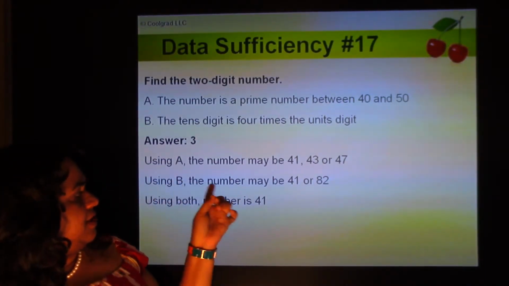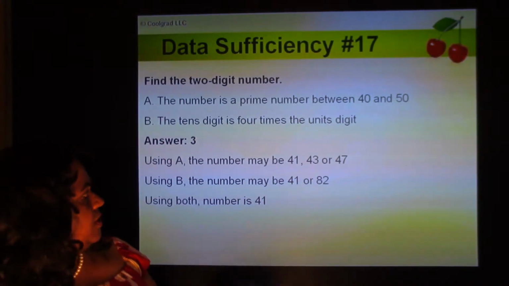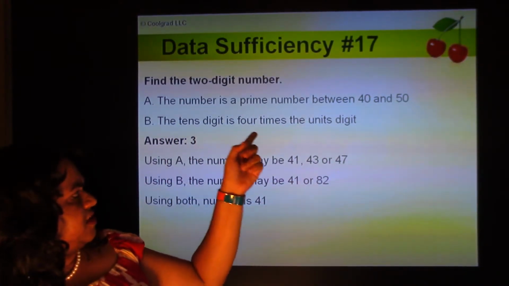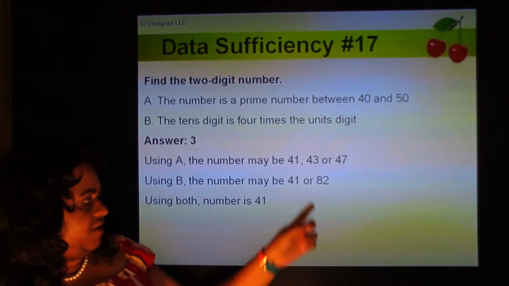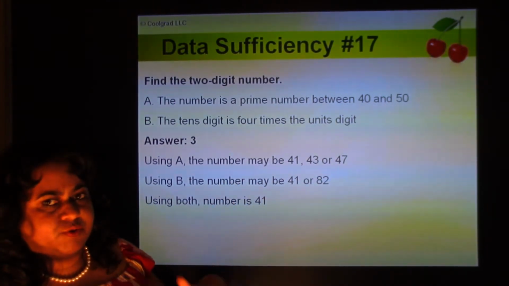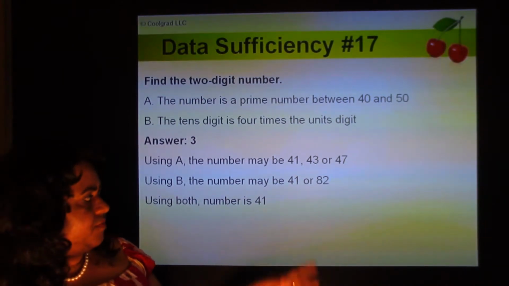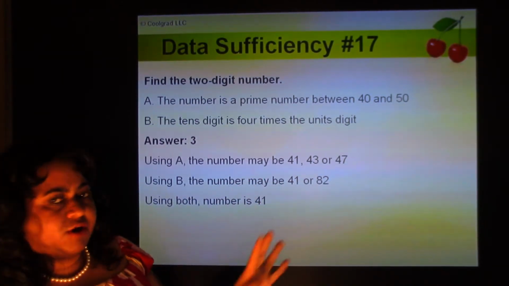Using B, the number may be 41 or 82. So the tens digit is 4 times the units digit. So it can only be 41 or 82. If the units digit is 3, then it would be 12, which would make it a 3-digit number. So it can only be 41 or 82.